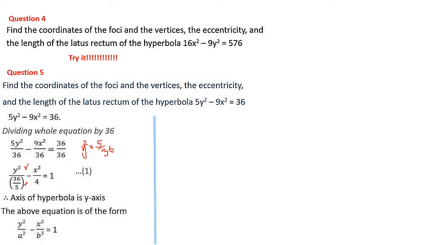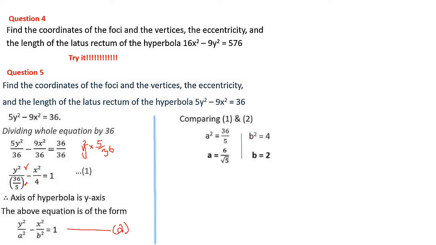Then when we compare it, what we are getting, a square will be equal to 36 by 5. The second equation I didn't mark here, so we can mark it as equation number 2. Then comparing equation number 1 and 2, a square we are getting as 36 by 5. Then comparing b square, we are getting b square equal to 4.